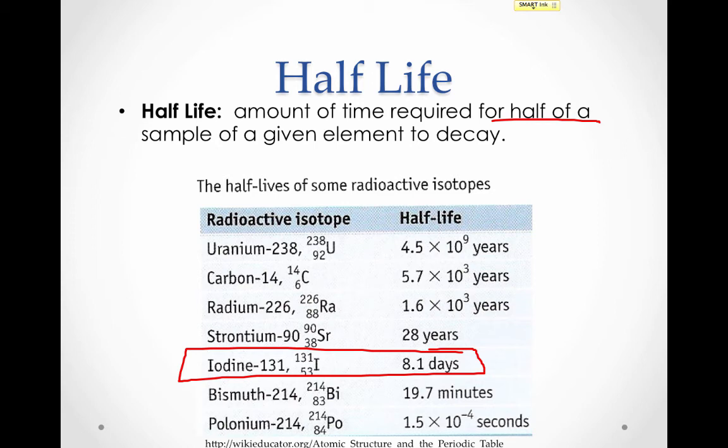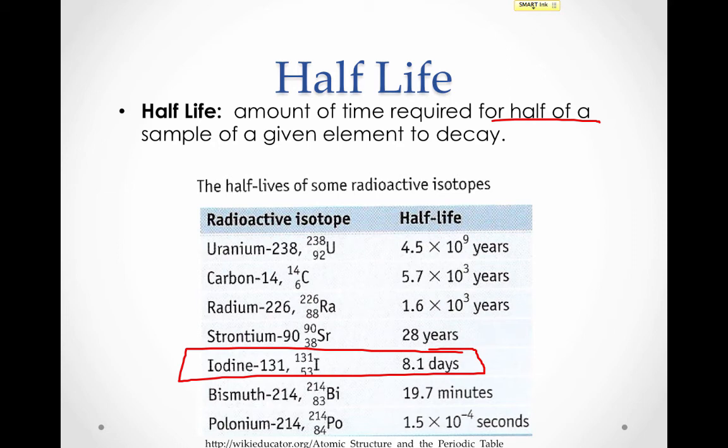In other words, if I start out with 100 iodine-131 nuclei, after 8.1 days, half of that will be gone. I'll be left with 50 iodine-131 nuclei, and the other 50 will have decayed. After another 8.1 days, so 16.2 days in total, that sample will cut in half again to 25 nuclei of iodine-131. After another 8.1 days, that 25 will cut in half again to 12.5, and so on and so forth.